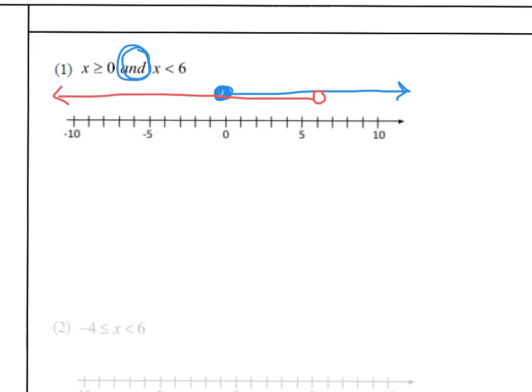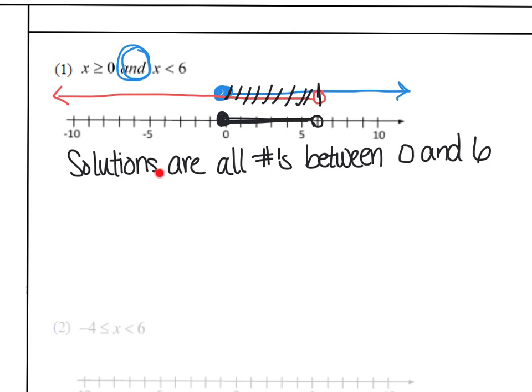The numbers that work for both are where there's this overlap. So I'm going to fill in my circle at 0, leave it open at 6, and shade everything in between. I want you to jot down that our solutions are all numbers that are between 0 and 6. The key word here is that we want the numbers between 0 and 6. That's going to help us out when we go to write our compound inequality as one statement.